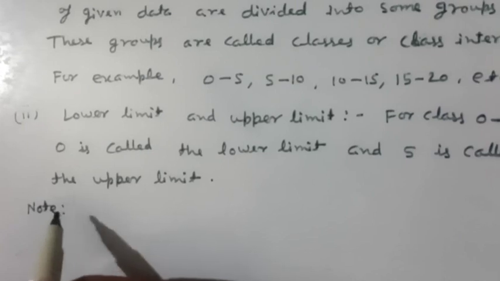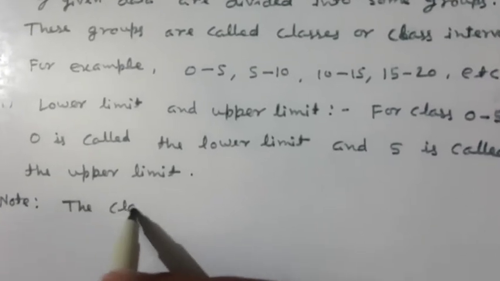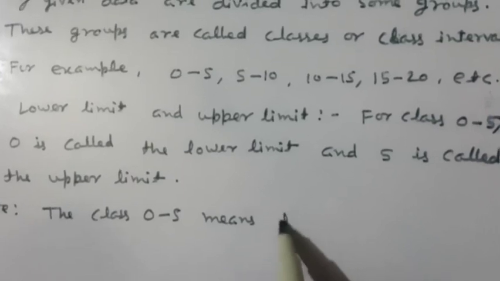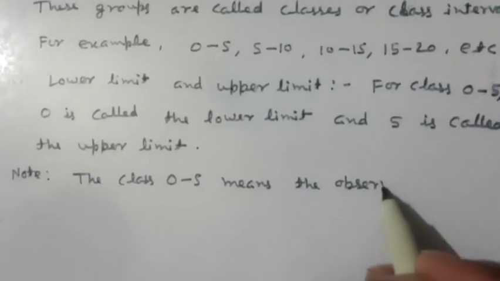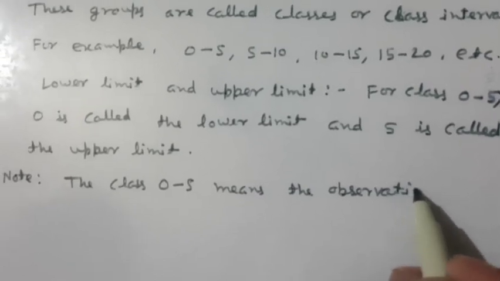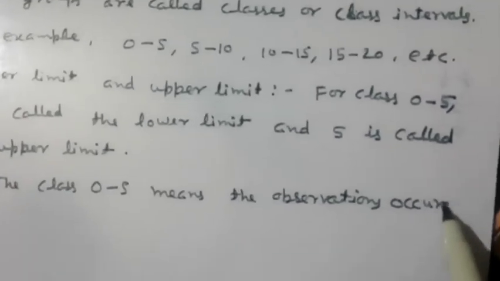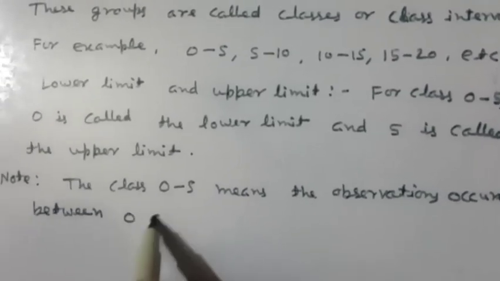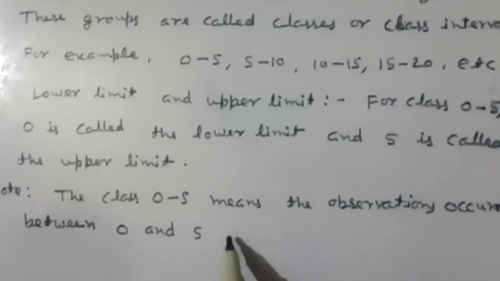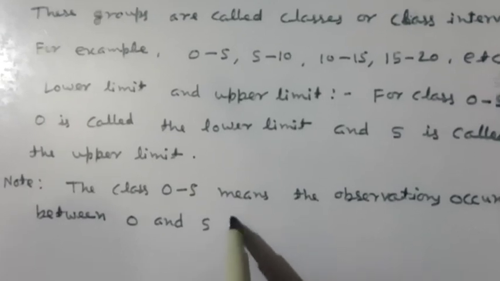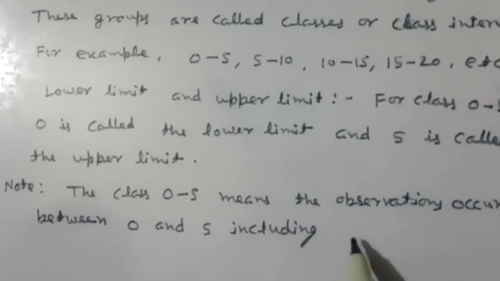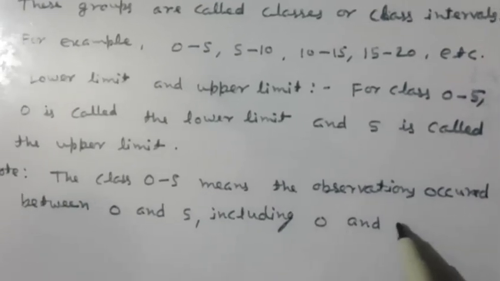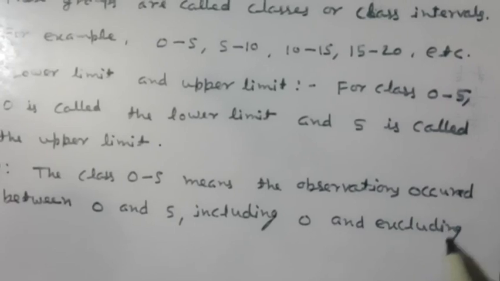Children, note that the class 0 to 5 means the observations occurred between 0 and 5, including 0 and excluding 5.